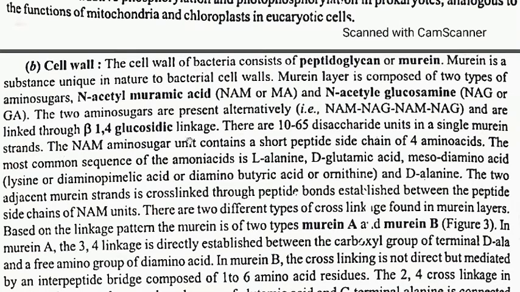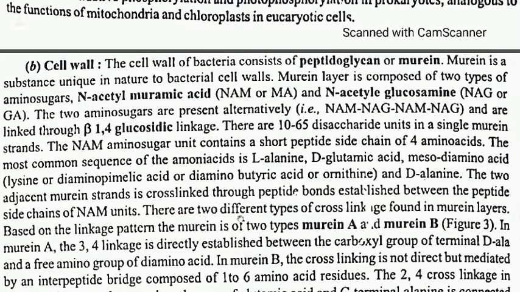Now this NAM amino sugar unit contains a short peptide side chain of 4 amino acids. The most common sequence of the amino acids is L-alanine, D-glutamic acid, and meso-diaminopimelic acid, which is also known as lysine, diaminobutyric acid or ornithine, and D-alanine. The two adjacent murein strands are cross-linked through peptide bonds, which are established between the peptide side chains of NAM units.